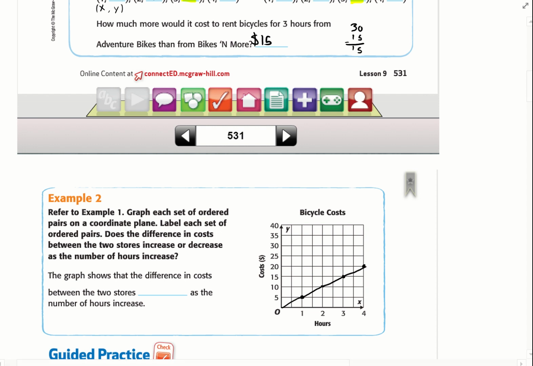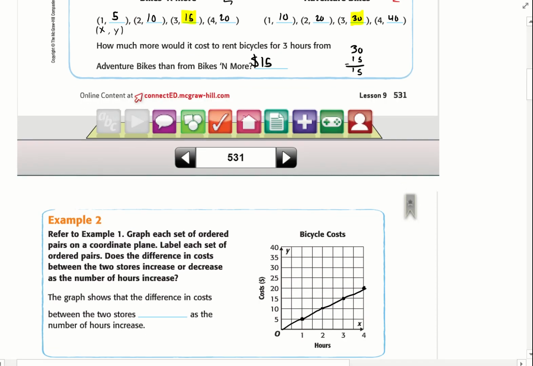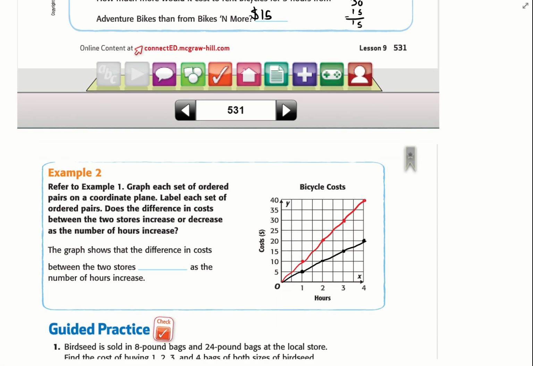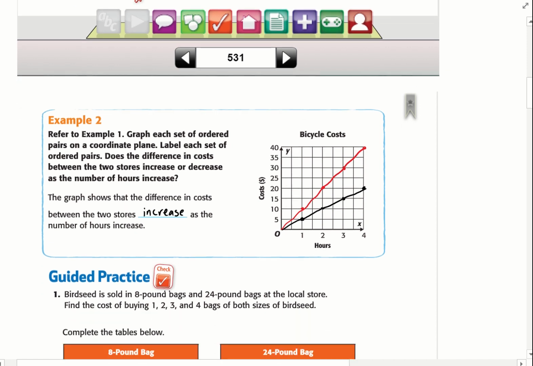That's Bikes and More. Now for red, when X is 1, that equals 10. X is 2 equals 20. X is 3 equals 30. And X is 4, that's 40. So the graph shows the difference in cost between the two stores increases as the number of hours increases. So if you look at the hours increasing, the costs will increase too.